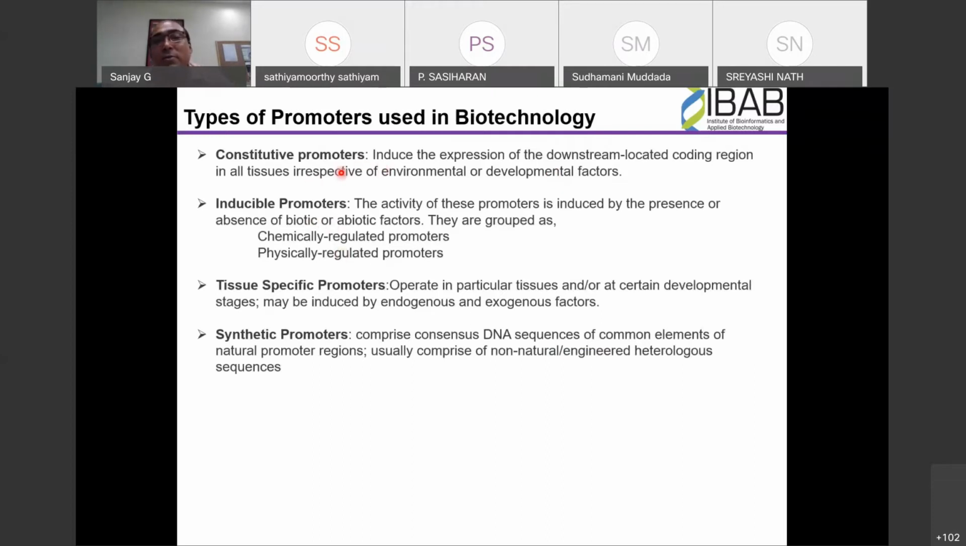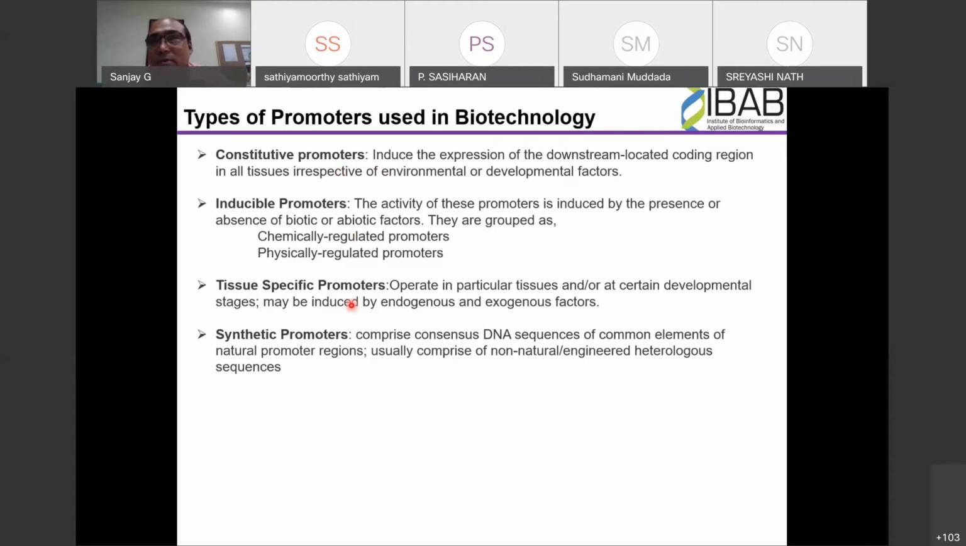So there are constitutive promoters, where these promoters are always firing in all cell types at all times. So they are not very tightly regulated, and they code for housekeeping genes. There are inducible promoters. That means these promoters are off in a given situation, but they can be switched on when they receive some environmental cues. They can be chemically or physically regulated.